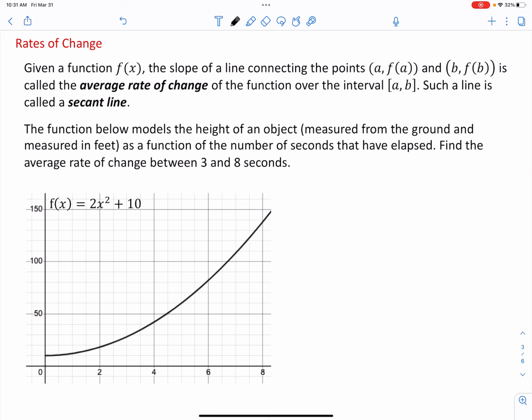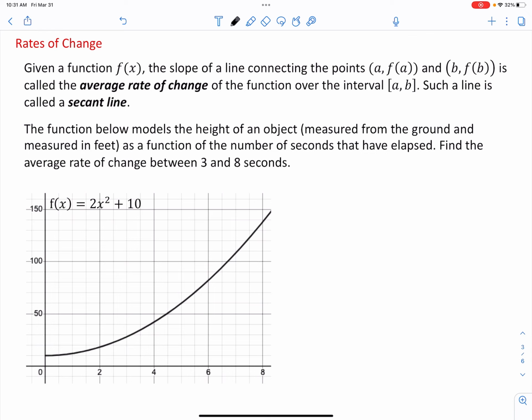Given a function f of x, the slope of a line connecting the points a, f of a and b, f of b is called the average rate of change of the function over the interval from a to b. Such a line is called a secant line. The function below models the height of an object measured from the ground, in feet, as a function of the number of seconds that have elapsed. Find the average rate of change between 3 and 8 seconds.